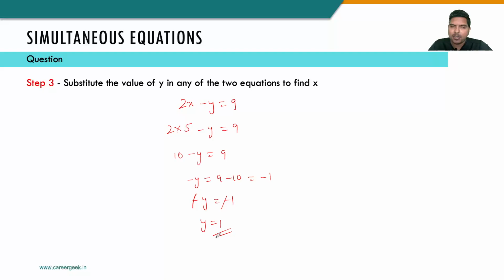So both the methods are pretty standard ones. You see which one is comfortable, and it might vary from question to question also. If one of the coefficients is the same, you can apply elimination or you can apply substitution. So that's about simultaneous equations.